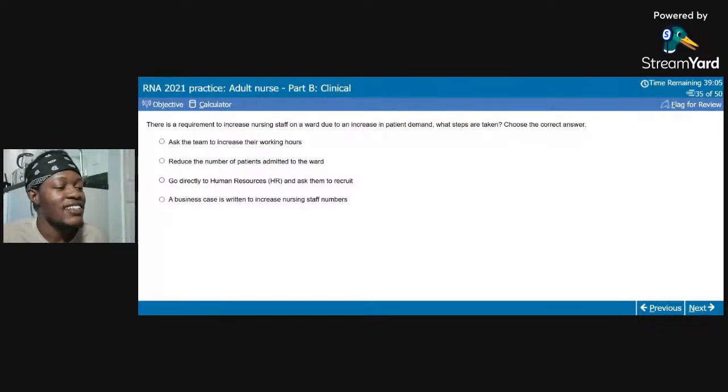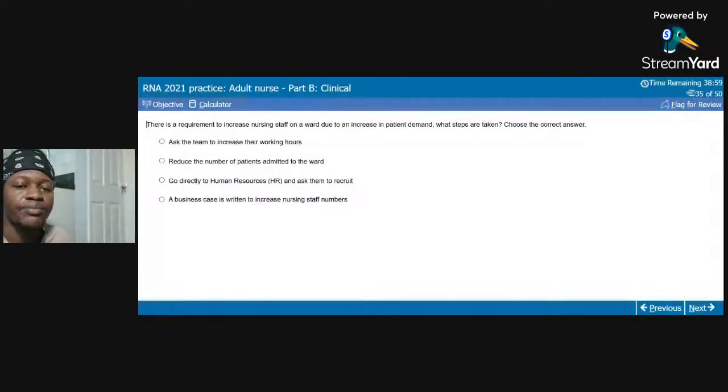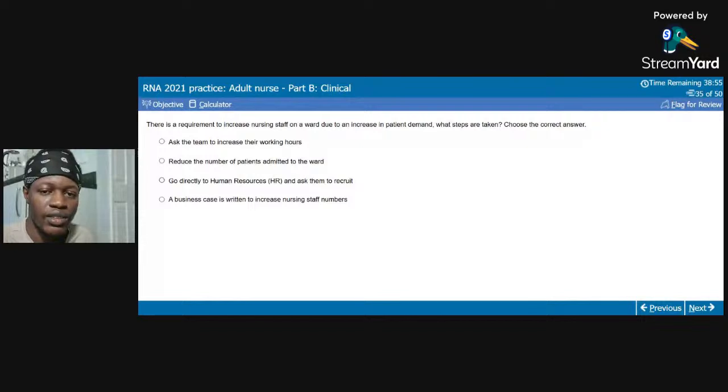Option A says ask the team to increase their working hours. That is not an option. Option B says to reduce the number of patients admitted to the ward. No. Option C says go directly to human resources and ask them to recruit. And option D says a business case.